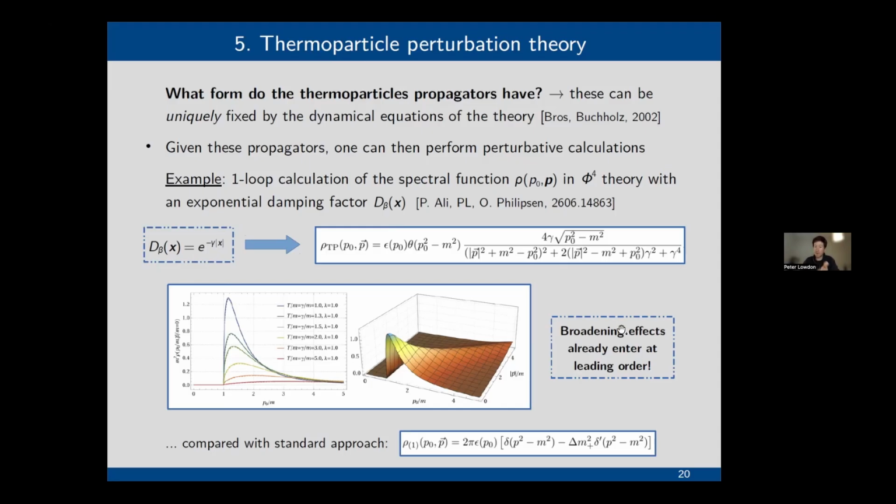And as you mentioned before, broadening is already there at tree level. So at tree level, you already have a width, a kind of non-perturbative width. And then on top of that, of course, you'll generate additional contributions from the dynamics in the loops. So this is the picture. This is the one-loop result. And this is the comparison with the standard approach at one loop, where you get deltas or derivatives of deltas. These are on shell. So clearly there are big differences between the one-loop standard result and the thermoparticle perturbation theory.